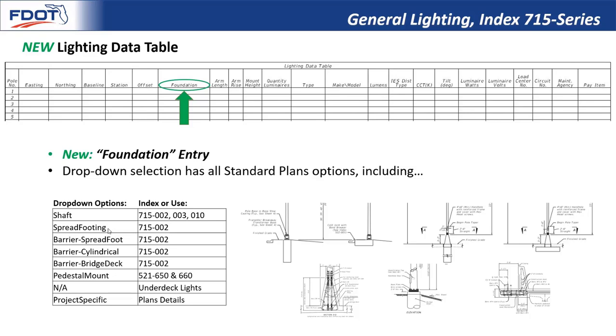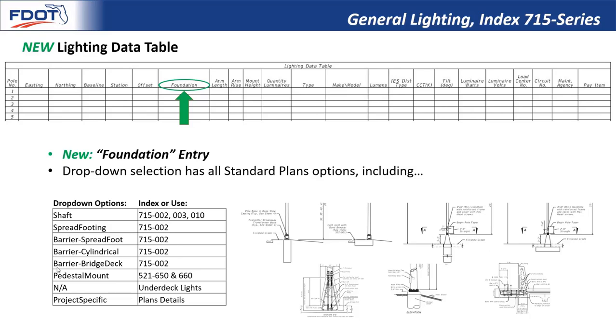The drop-down option has spread footing just by itself, which is the new option we discussed for 715.002. You can see it pictured over here. Additionally, in 715.002 is a pole mount on top of a barrier, on top of a spread footing. And so you can see that pictured all the way at right. There's then a pole on top of a barrier, on top of a cylindrical foundation. And cylindrical is the way it's labeled in 715.002, which you can see right here pictured.